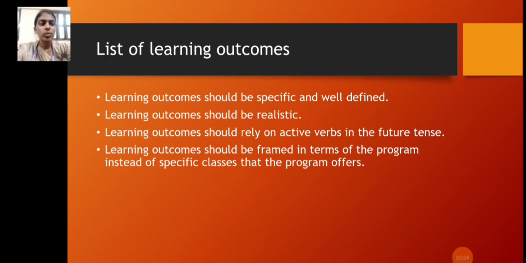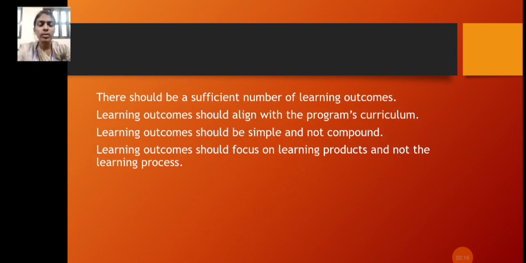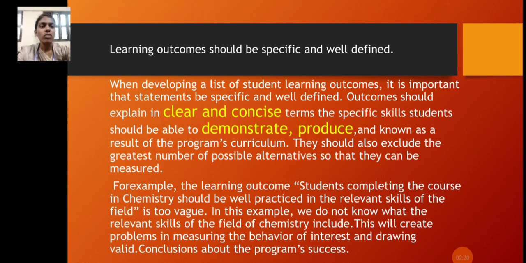First, they should be specific and well defined, should be realistic, should rely on active verbs in the future tense, and should be framed in terms of the program instead of the specific classes that the program offers. There should be a sufficient number of learners in the upcoming. First, we move into learning outcomes should be specific and well defined.